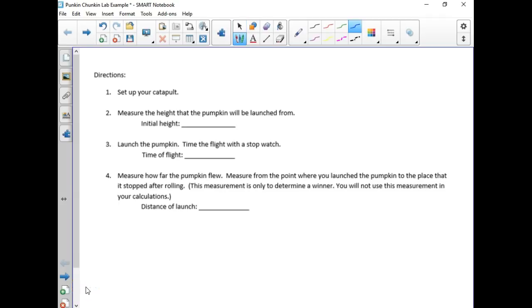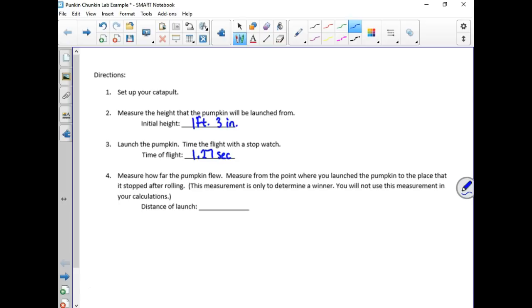Alright, here's an example of what you're going to do for your Punkin Chunkin lab. I'm going to make up some stuff here. I'm going to say that I have an initial height of 1 foot 3 inches. And I'm going to make up that the time of my flight was 1.27 seconds.